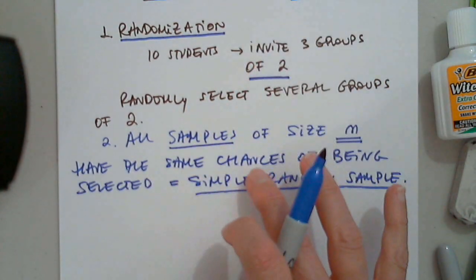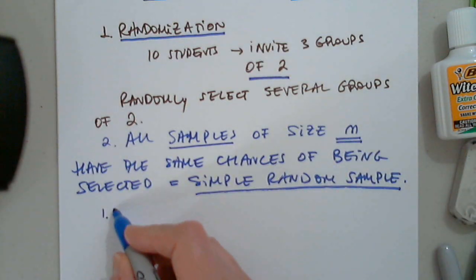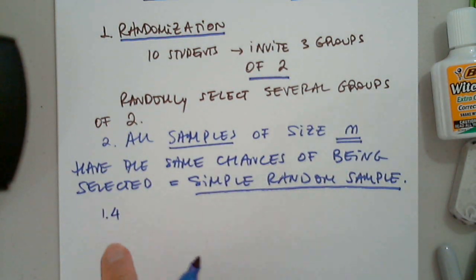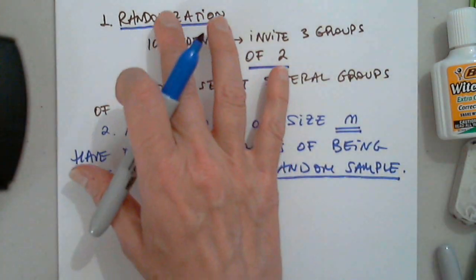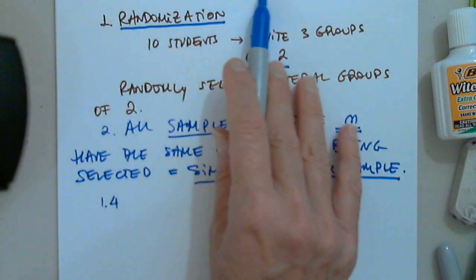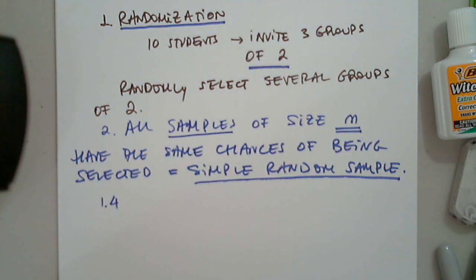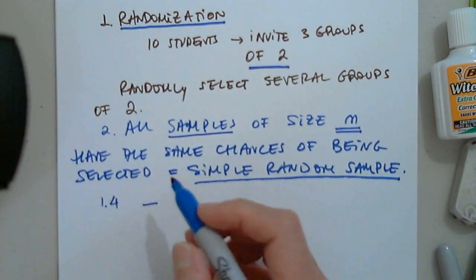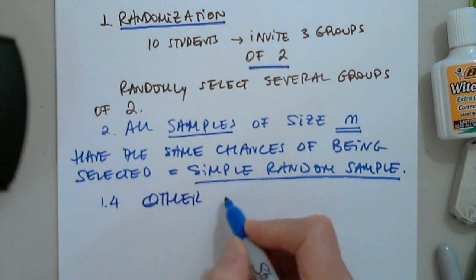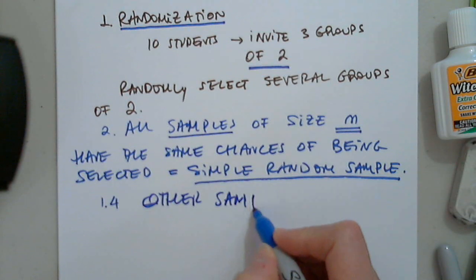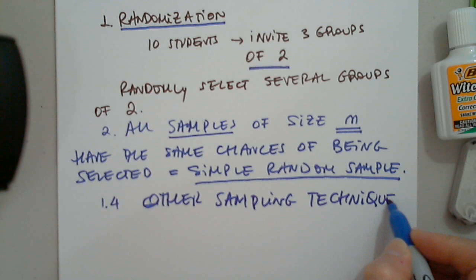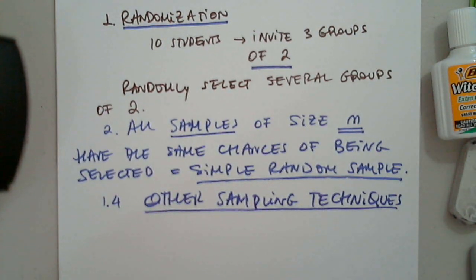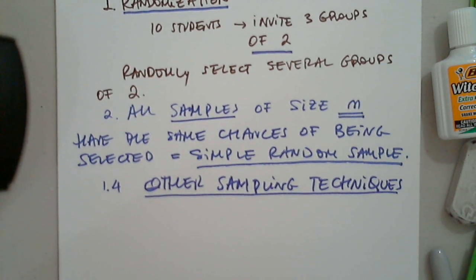Okay, so we are ready with this to start our homework. And I would like to talk about 1.4, which is not required, but I just want to name other sampling techniques, because I don't want you to think that if it's not a simple random sample, it's not accepted as a sample. There are other sampling techniques which are absolutely acceptable. I will not test you on this. I just want to give you an idea what they are.